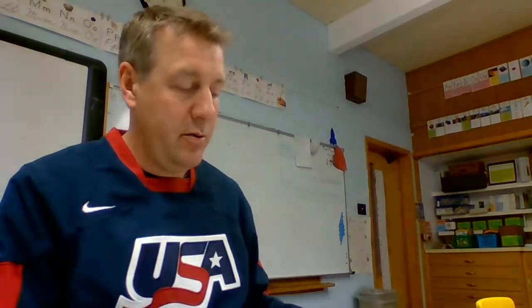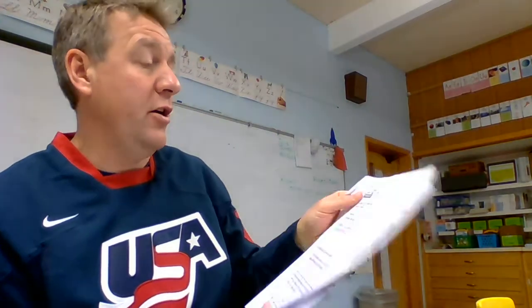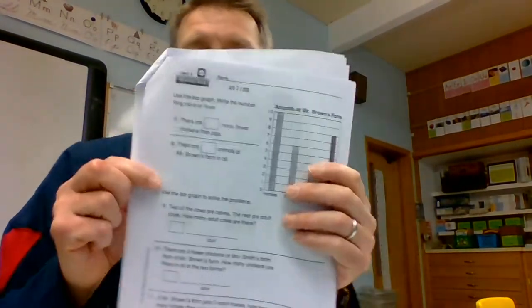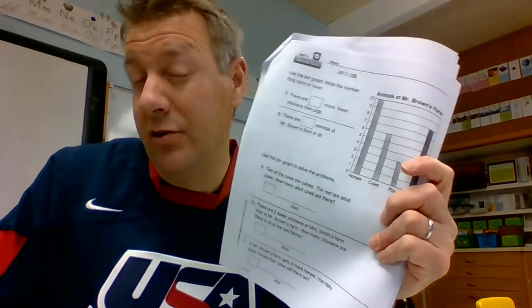So this is where I want you for math. We have this sheet and one more behind that. It looks like this. These are the two math sheets. First one, we have a vertical bar graph and some questions to answer about that. I'll go ahead and read the questions to you.